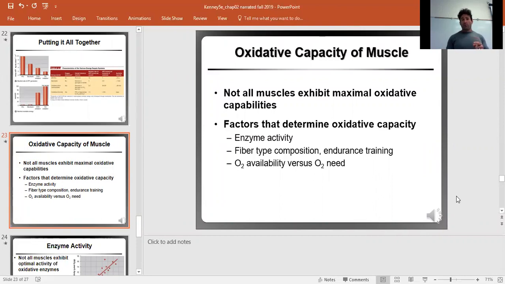And that's gonna come down to a certain amount of genetics, but a lot of it's gonna come down to training. Then we're going to have our natural fiber type composition. So if we're naturally more of a type 1 individual, we're going to have a greater amount of mitochondria. We're gonna be utilizing fuels aerobically a lot more. How you are training on top of that obviously is gonna be another factor.